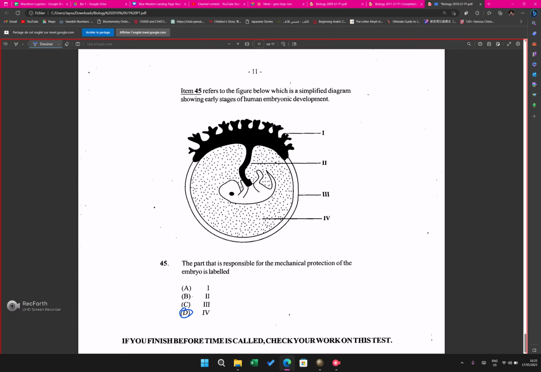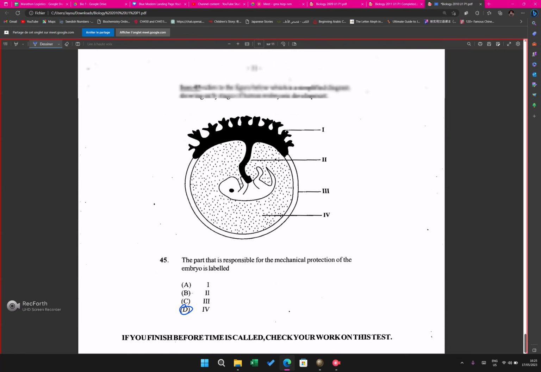We're finished with this. Alright. So that was, which paper was this? 2010's paper 1, biology unit 1.